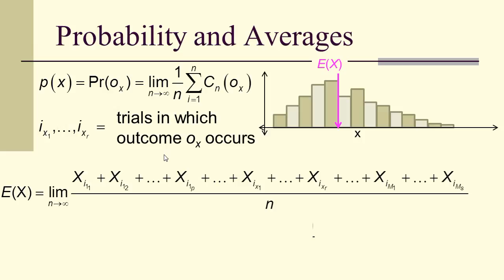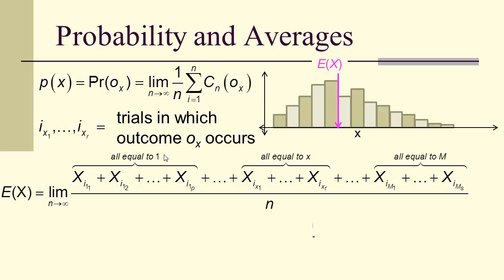So here's our expected value, and we've rearranged. These are all the same indices, so the indices all go from 1 to n, but we've rearranged so that the first however many group are all equal to 1, and so on, up to x sub I sub x sub 1 plus up to plus x sub I sub x sub r. Those are all trials in which the capital X sub i was equal to a lowercase x, or the outcome associated with it, and then finally all that are associated to m.